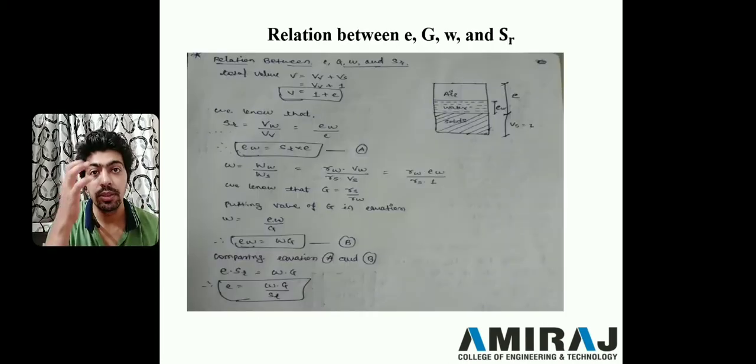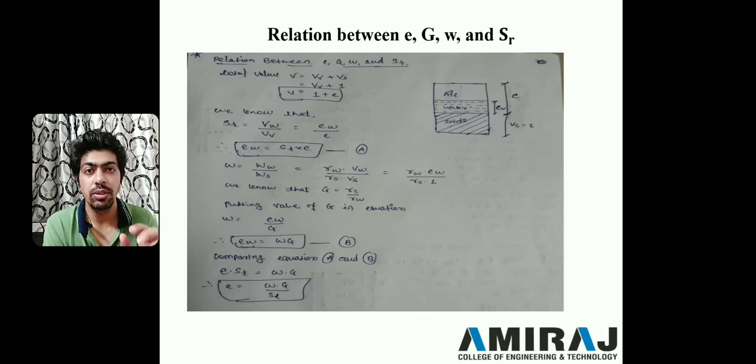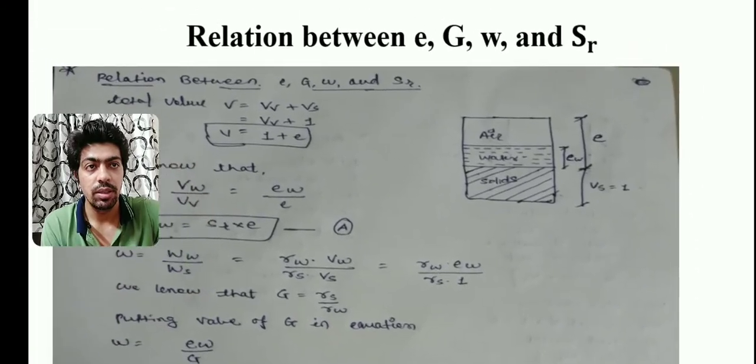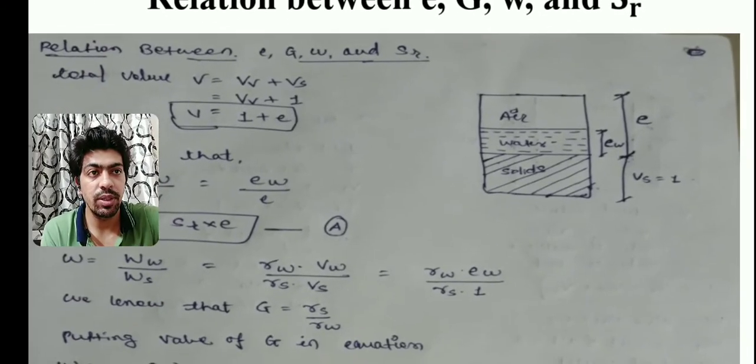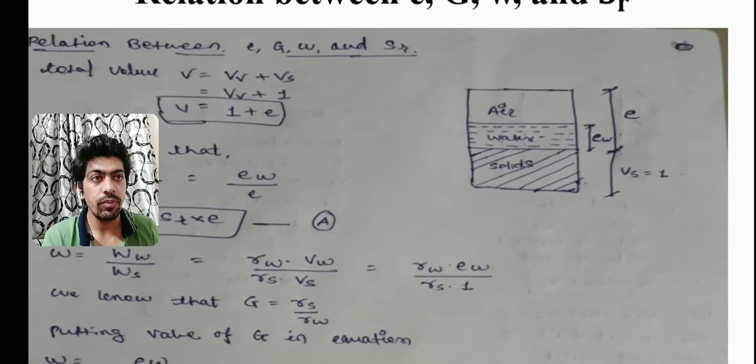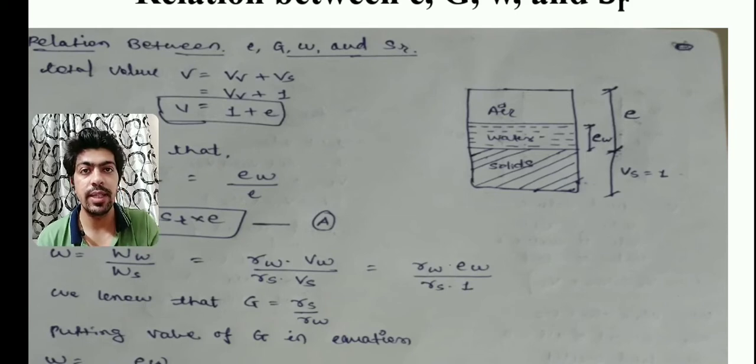Next term, many times it is asked to derive the relation between void ratio e, specific gravity G, water content W, and Sr, that is degree of saturation. For deriving this equation, we need to again see this figure. This is our three-phase diagram. In this figure we can see that at the bottom there is soil mass, after that there is water, and at the top there is air present.